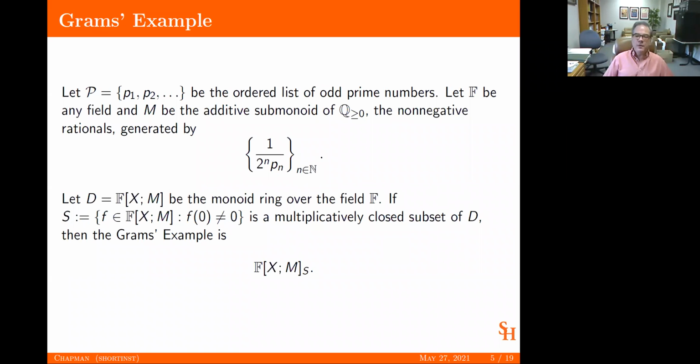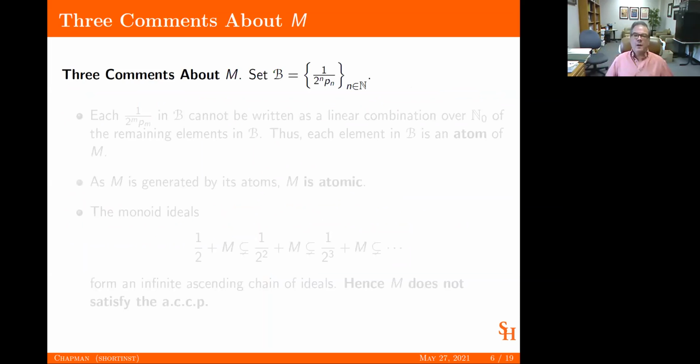I'm going to let D be the monoid ring over F, determined by M, this monoid generated by these terms. And if I let big S be the elements of D which have a non-zero constant term, it's a multiplicatively closed set. Grams's example is this monoid ring localized at S. And I'm not overly concerned with tearing that ring apart. I'm concerned with M, the monoid generated by these elements, because it turns out, I'll make a couple of comments about M.